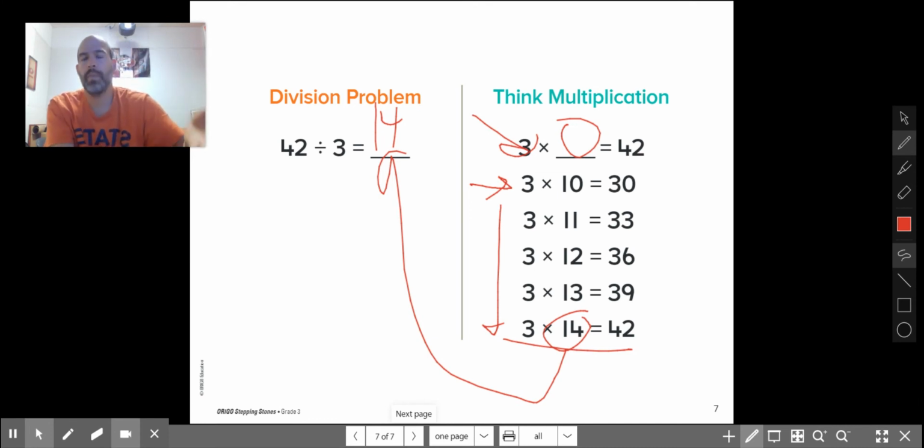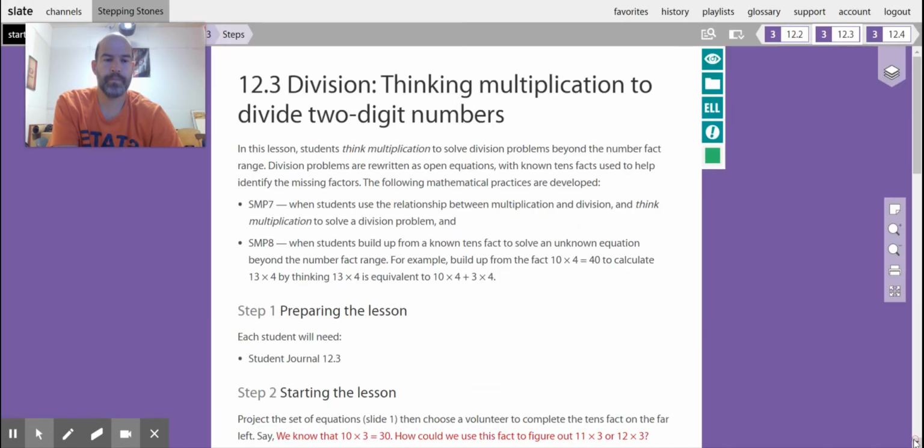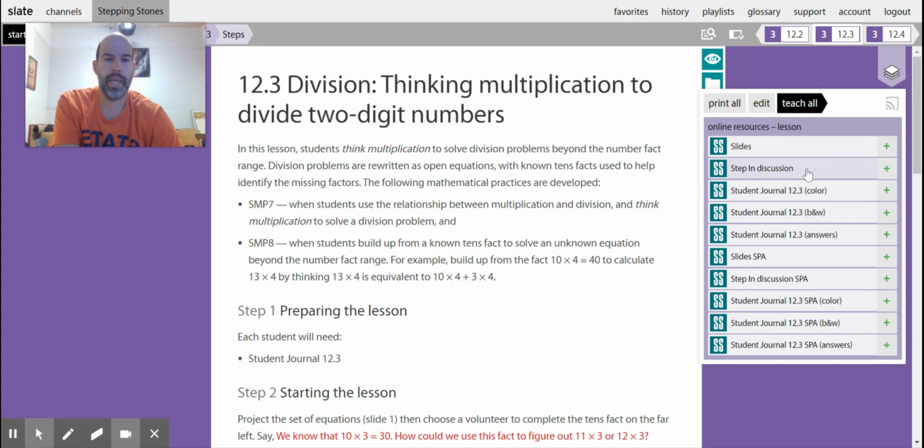So we can use multiplication to help us solve division problems and division problems to help us solve multiplication problems because they are inverse operations like we talked about in class. Let's go ahead and move on to our work pages here.